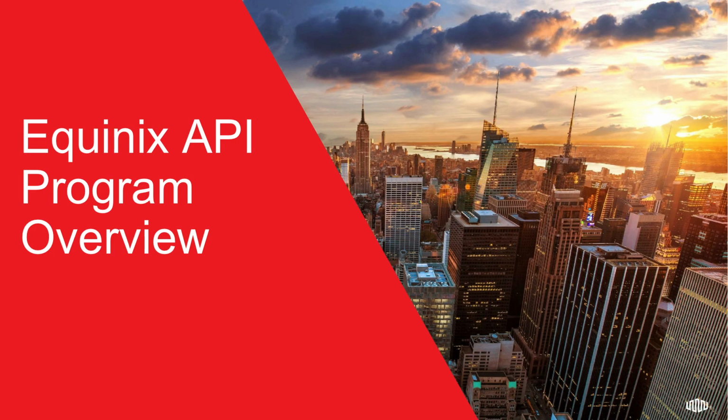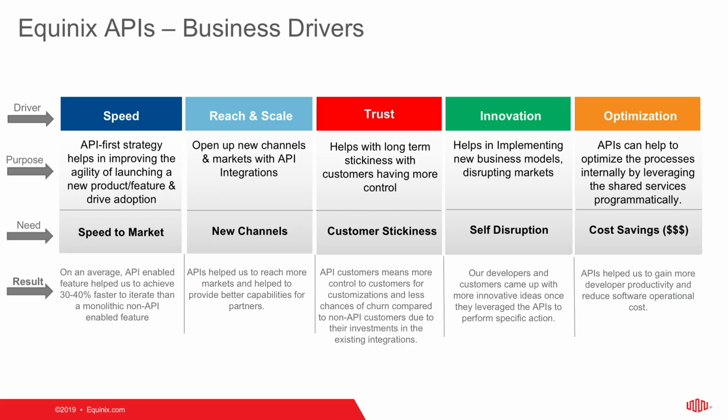Moving on to the Equinix API program overview, one of the key asks from the internal stakeholders was why we even need APIs as part of our business. Actually, we started our journey in 2014. One of the key asks was what the business drivers around APIs are. We came up with 5 key business drivers which gave us purpose, need, and result. One of the key things is speed.